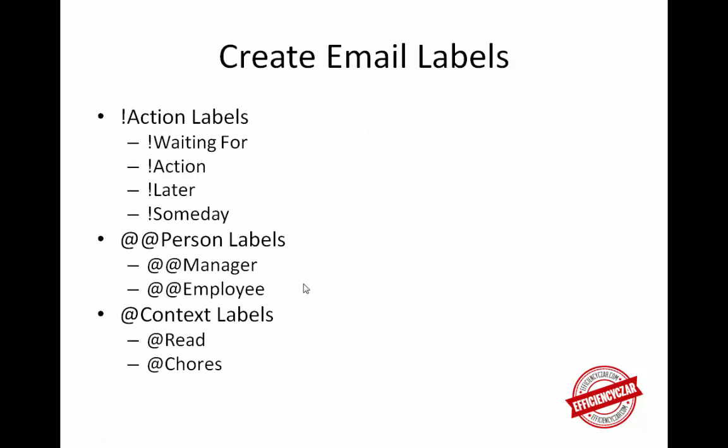So the email labels that we created were the action labels. Waiting for, again, was if we're waiting for someone to respond to an email. We keep them in one section so that I can check that once a day to see if I can prompt anybody like, hey, I'm still waiting for that proposal. Hey, I'm still waiting for that schedule, whatever the case is. This is a way for me to help manage somebody else's time.